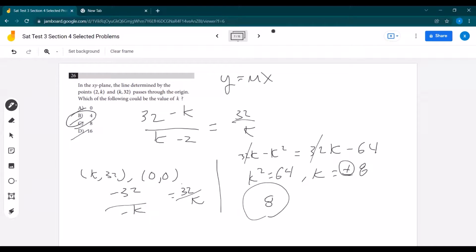So again, all we're doing here is using the slope equation to write the slope in terms of these 2 points. Then we're using the (k, 32) point and (0, 0) to make another relationship that's the same, because obviously these are both on the same line, so they're going to have the same slope. We're setting them equal to each other, then solving. You could do the same thing with the point (2, k) and (0, 0). I just chose (k, 32), but since they're both on the same line, you could choose either one and get the same result.